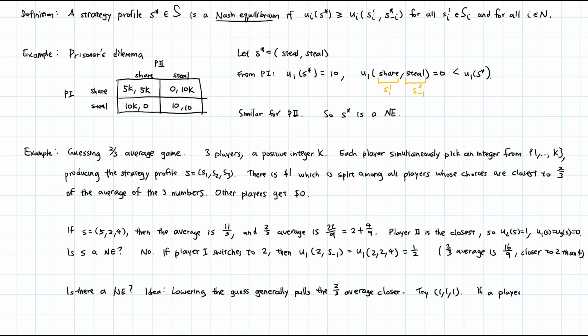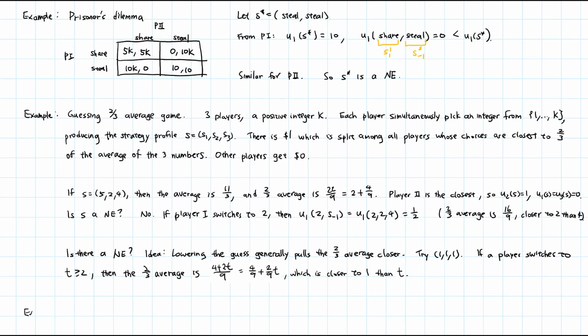If a player switches to, say, T that is at least 2, then the 2/3 of the average is (4 + 2T)/9, which is 4/9 + (2/9)T. And you can use arithmetic to check that this is closer to 1 than it is to T. So this is a Nash equilibrium. As an exercise, prove that this is the only Nash equilibrium of this game.